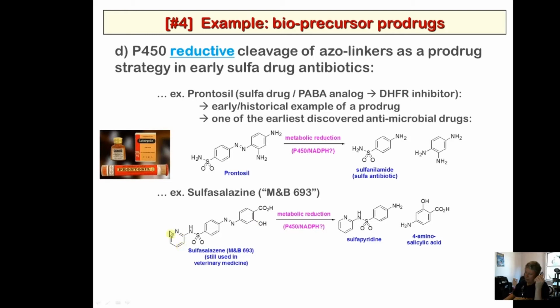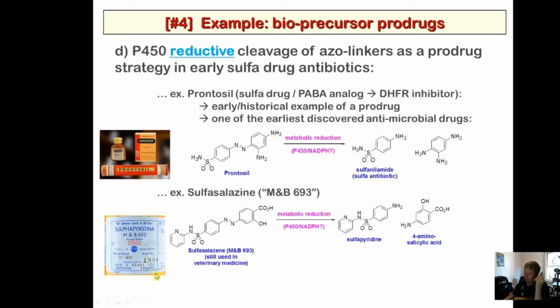So it had a pyridine on the left, sulfonamide linkage, and then an azo linkage, carboxylic acid and hydroxy. And this would also be reduced, and again I'm not 100% sure, but you need a reduction. That's why I would imagine there's NADPH in there. But that cleaves the azo linkage and makes two amines, and this creates sulfapyridine and 4-aminosalicylic acid. And this is also considered a PABA analog, so it should probably have the same kind of effect as sulfanilamide.